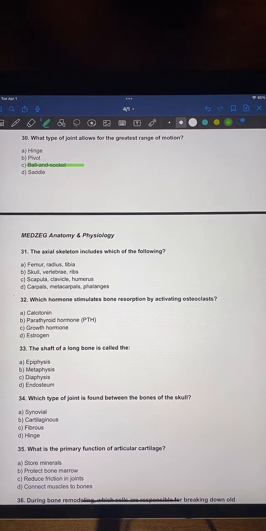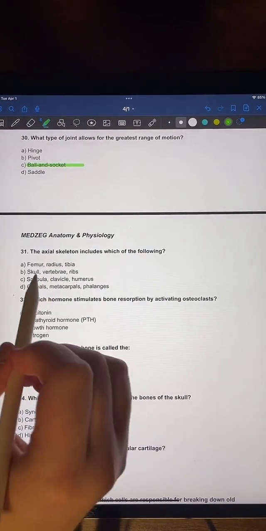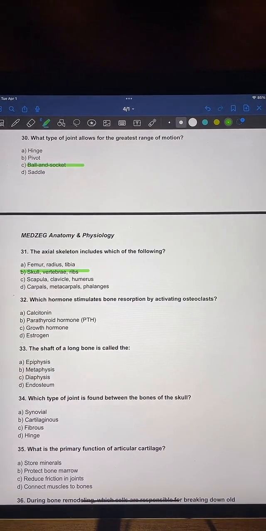Alrighty. So number 31, the axial skeleton includes which of the following? The answer is B. It is the skull, vertebrae, and ribs. All the other answer choices are part of the appendicular skeleton, so your limbs. Axial means that it's referring to your skull, your spine, your vertebral column, ribs, sternum, all that. And then appendicular skeleton refers to your limbs.